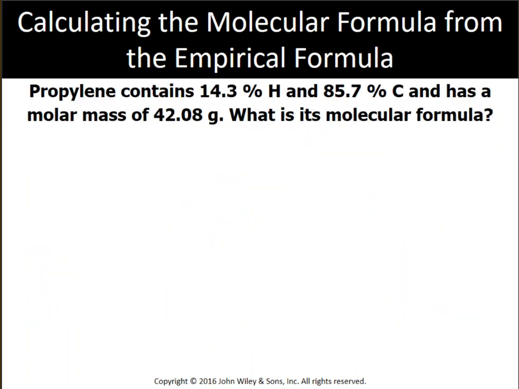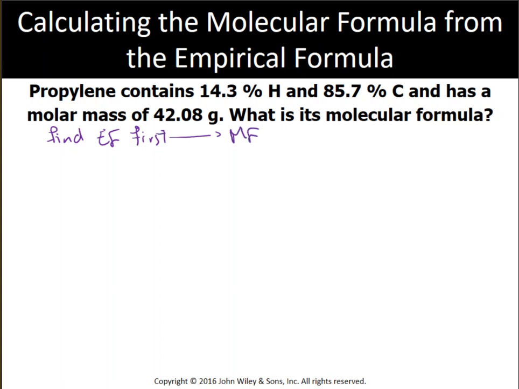So let's look at another example. Propylene contains 14.3% hydrogen and 85.7% carbon and has a molar mass of 42.08 grams. You want to find the molecular formula. So now we put everything together. In order to find the molecular formula, you'll need to find the empirical formula first. So find empirical formula first. And then you want to find the molecular formula.